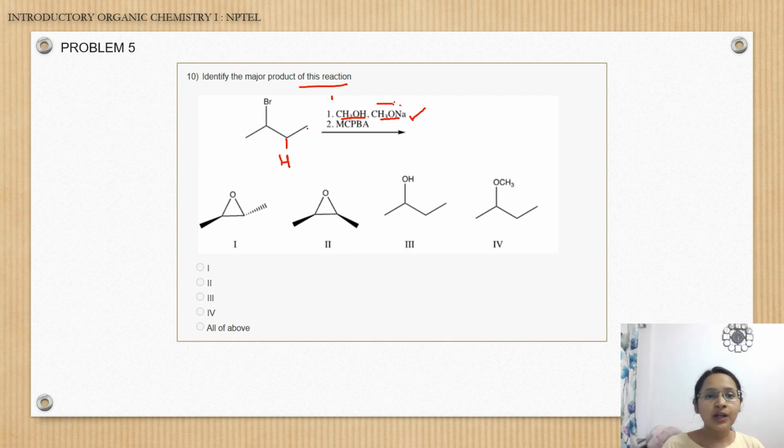So what will happen now? From where does the elimination happen? This base will abstract one of the acidic protons, either hydrogen number 1 or hydrogen number 2. Two possibilities are there for the abstraction. So now, which hydrogen will be abstracted by this base? Can anyone tell me, is it H1 or H2?